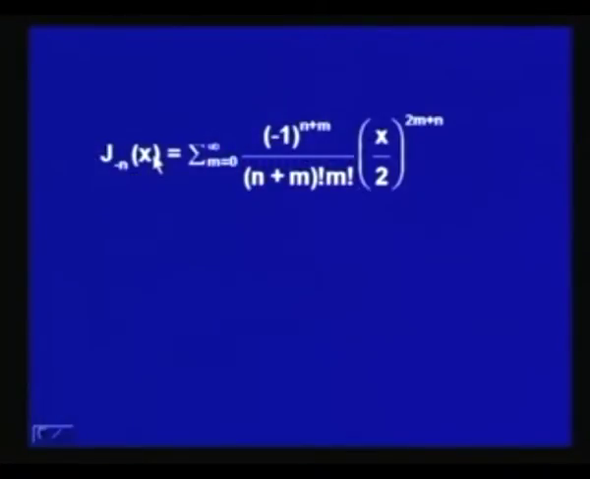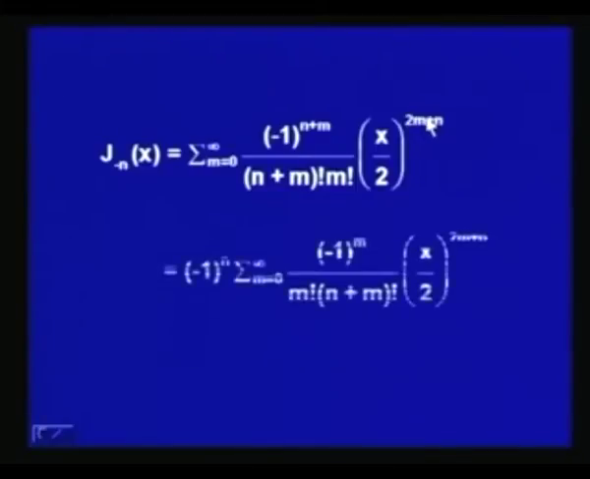So, replacing k by k minus n by m, we will have the value of J minus n x as sigma m equal to 0 to infinity, minus 1 to the power n plus m over n plus m factorial into m factorial, x by 2 raised to the power 2m plus n, which is equal to minus 1 to the power n into sigma m equal to 0 to infinity, minus 1 to the power m over m factorial into n plus m factorial, x by 2 raised to the power 2m plus n, and which, as we know, is minus 1 to the power n into J n x. This is the expression for J n x.